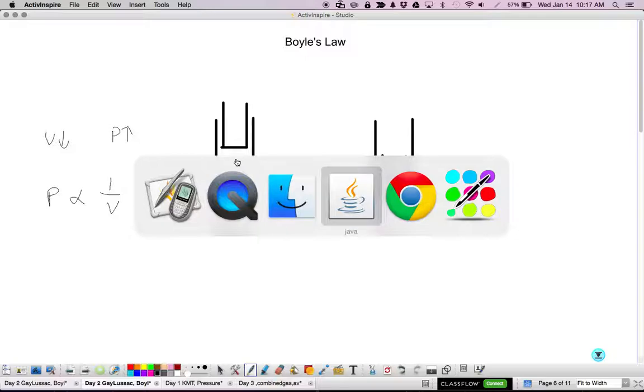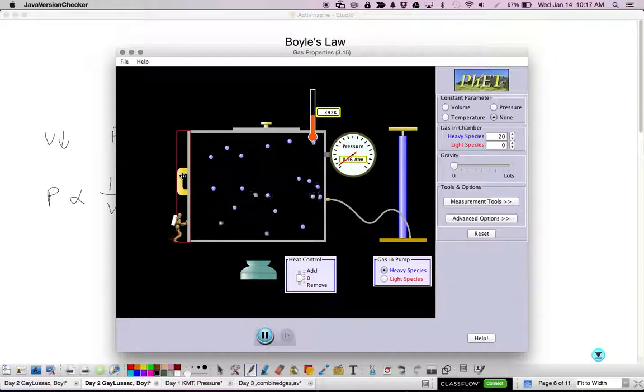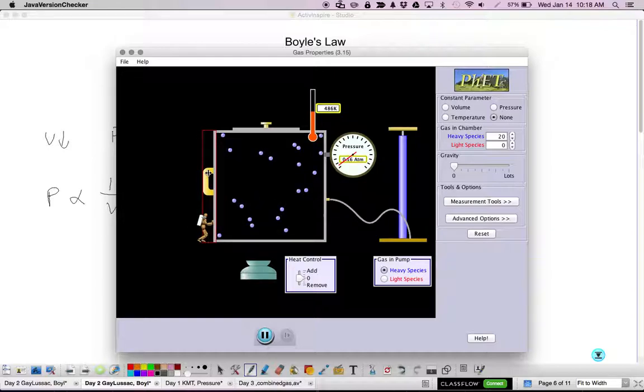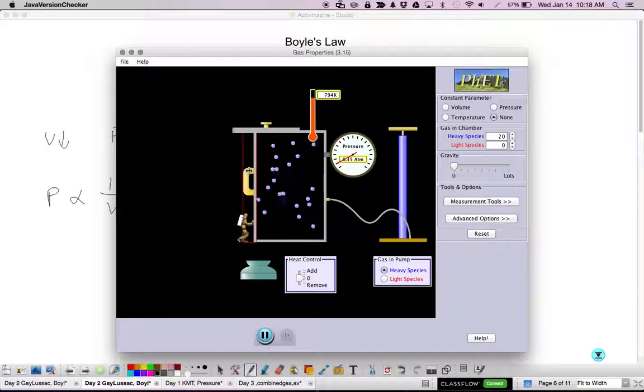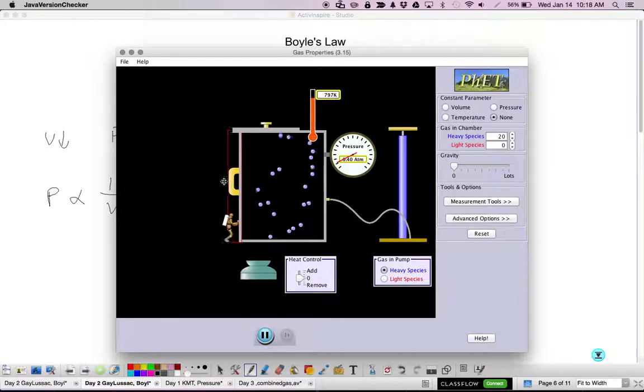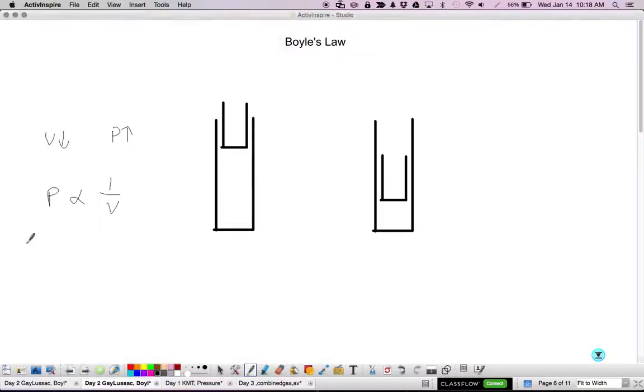So let's take a look at our little simulation here. I'm going to make the volume of this container smaller. And there are more collisions happening more often. So I'll expand it back out.